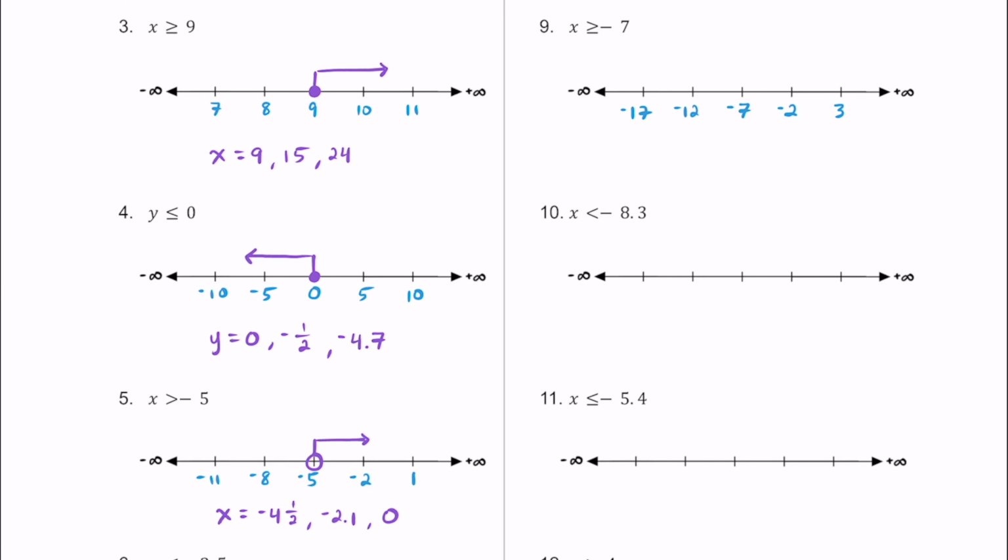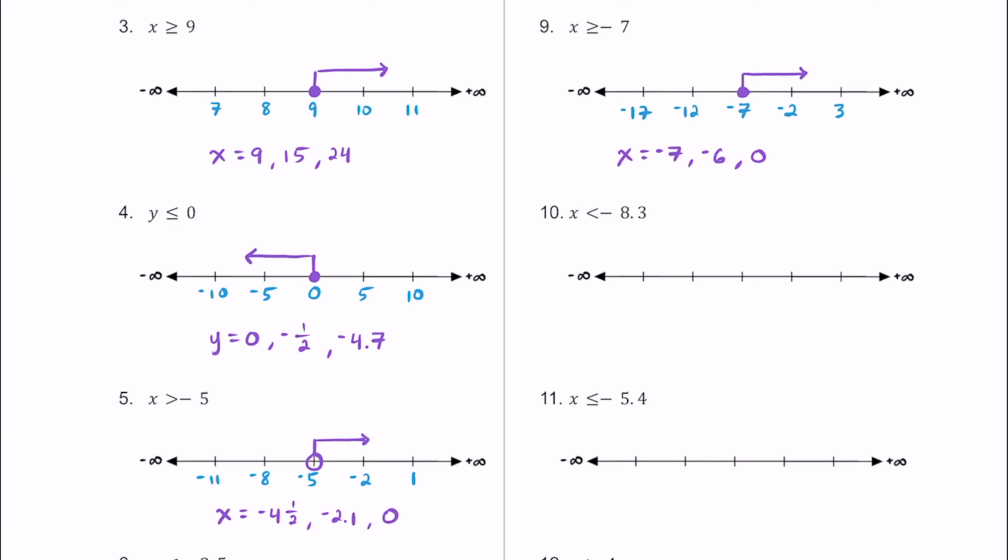Now, if x is greater than or equal to negative 7, that should include negative 7 because it's or equal to, so fill it in. And then draw an arrow to the right because it's anything greater than or equal to it. So we can say that x could equal negative 7, that's fine. We could also say that x could be something like negative 6, that's also fine. Or x could be equal to 0, because that's greater than negative 7.